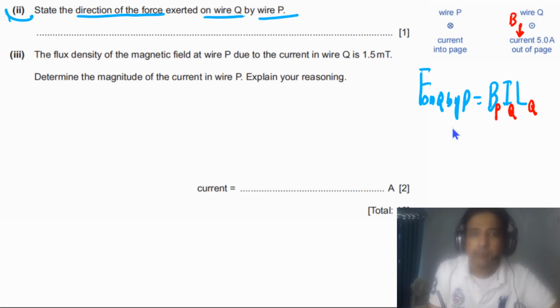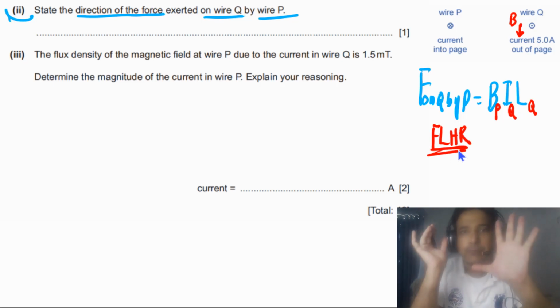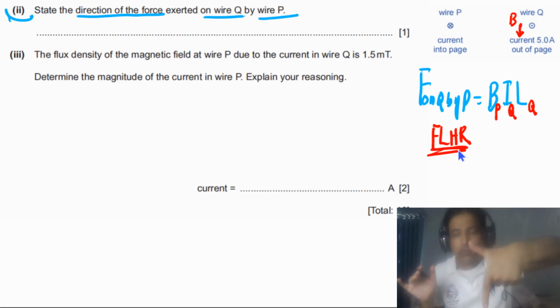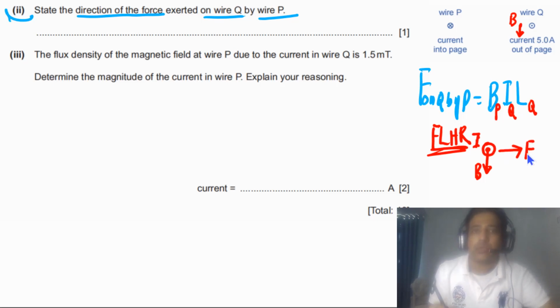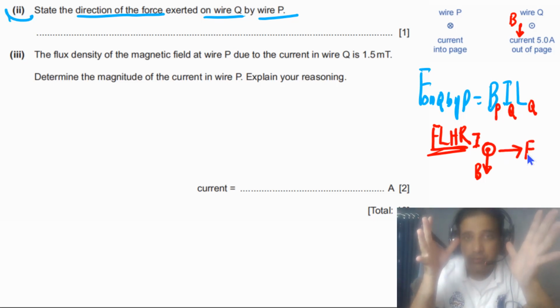So now you have to use Fleming's left hand rule. If we use Fleming's left hand rule, we have magnetic field that is down, and we have current that is out of the page. So we can write here, we have B, this one is down, and we have current that is out of the page. So the force will be to the right.